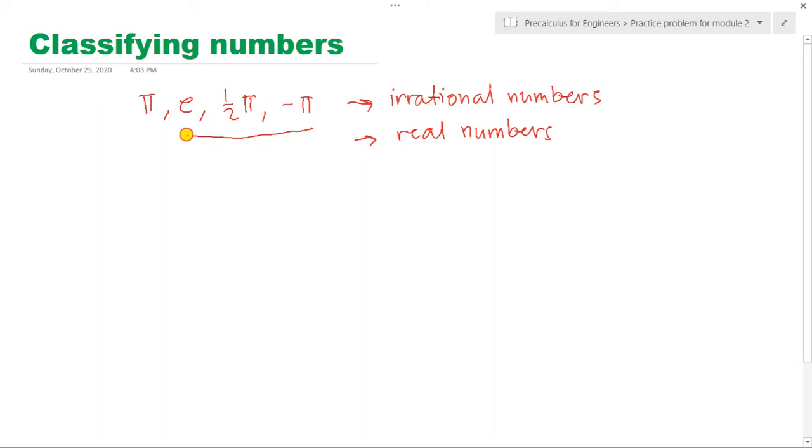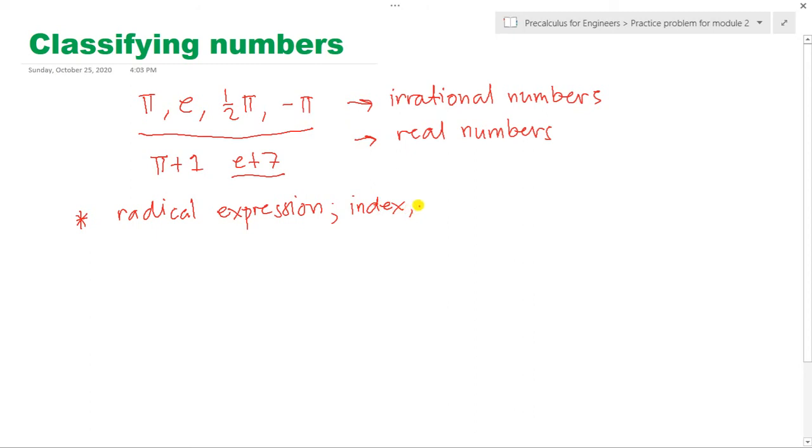So all of them are real numbers, kahit nag-add ka pa ng isa dyan, pi plus 1 or even e plus 7, still irrational numbers sila and also real numbers. Another thing class na nakalimutan ko i-discuss is yung sa square root na part. So if we have a radical expression wherein our index n is an even number, let's say we have square root of 4.